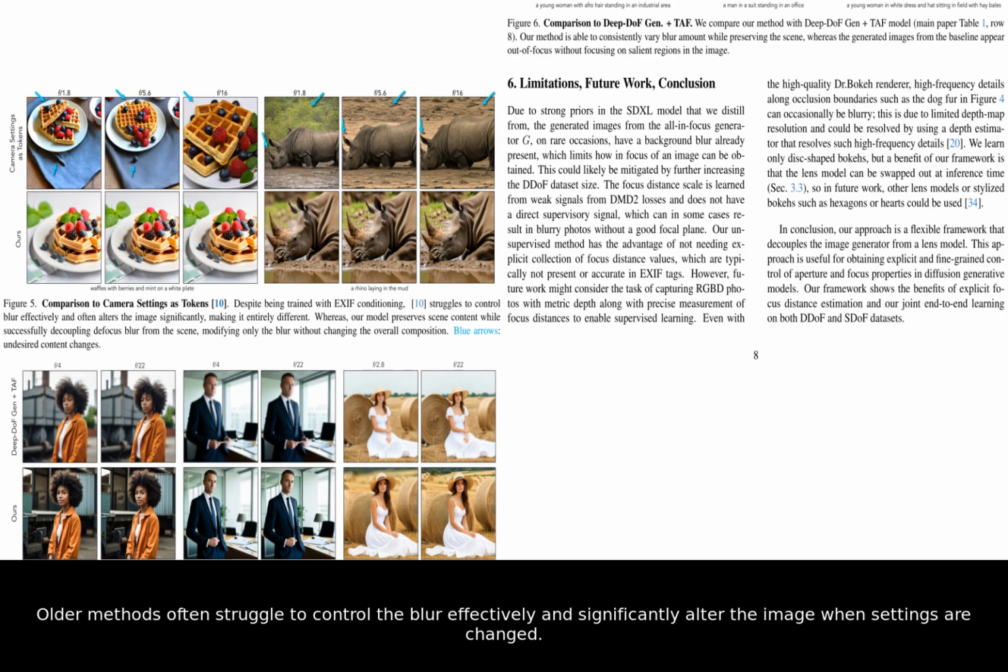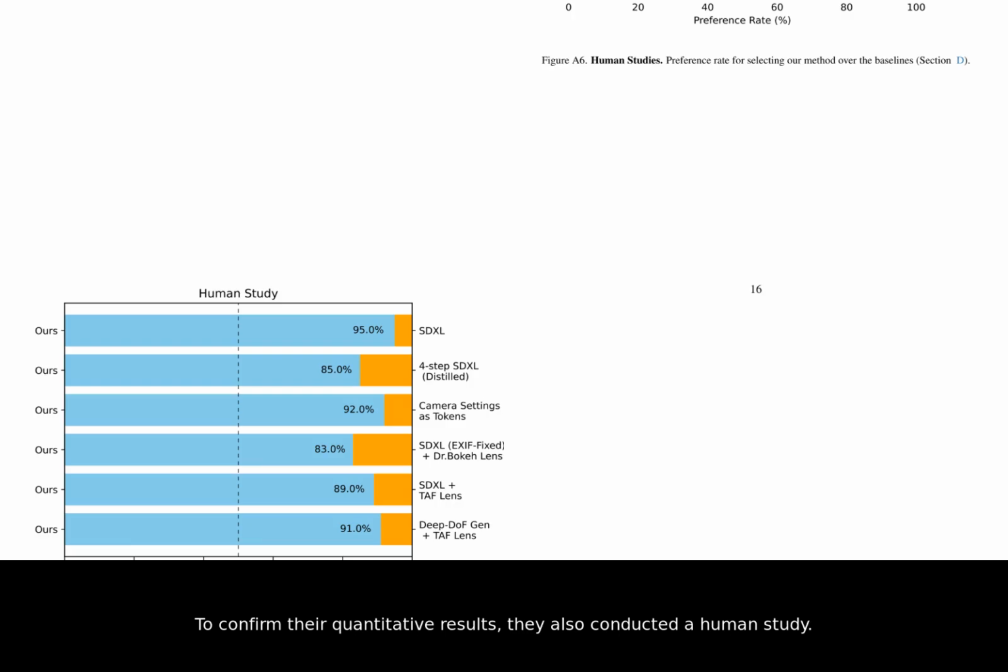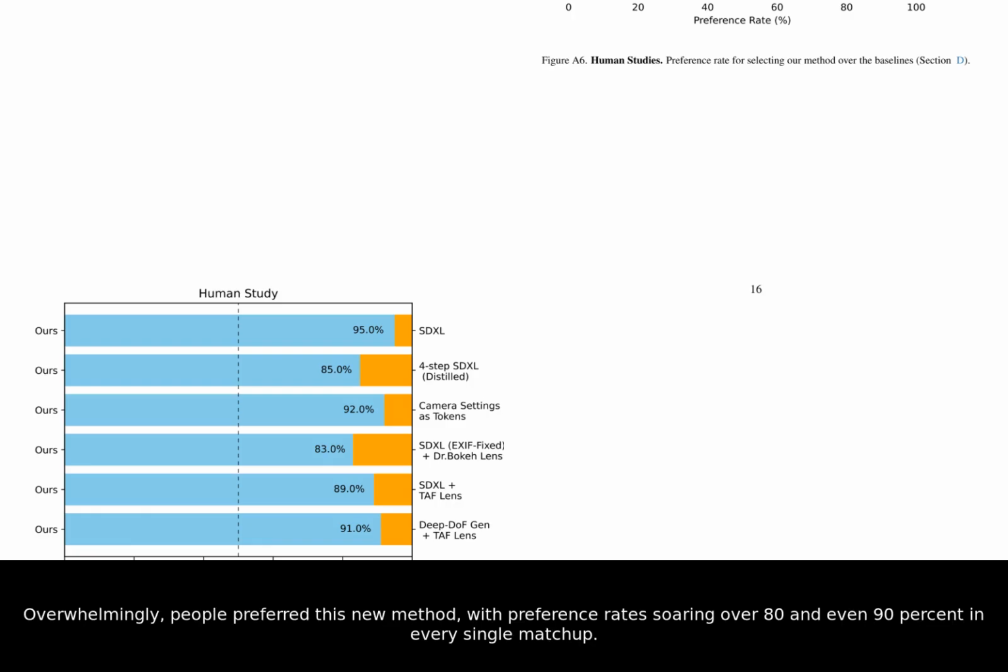Older methods often struggle to control the blur effectively and significantly alter the image when settings are changed. This new model, however, successfully decouples the blur from the scene, keeping the composition consistent while giving the user precise control. To confirm their quantitative results, they also conducted a human study. Participants were shown videos comparing this new method against 6 other baselines. Overwhelmingly, people preferred this new method, with preference rates soaring over 80 and even 90% in every single matchup.